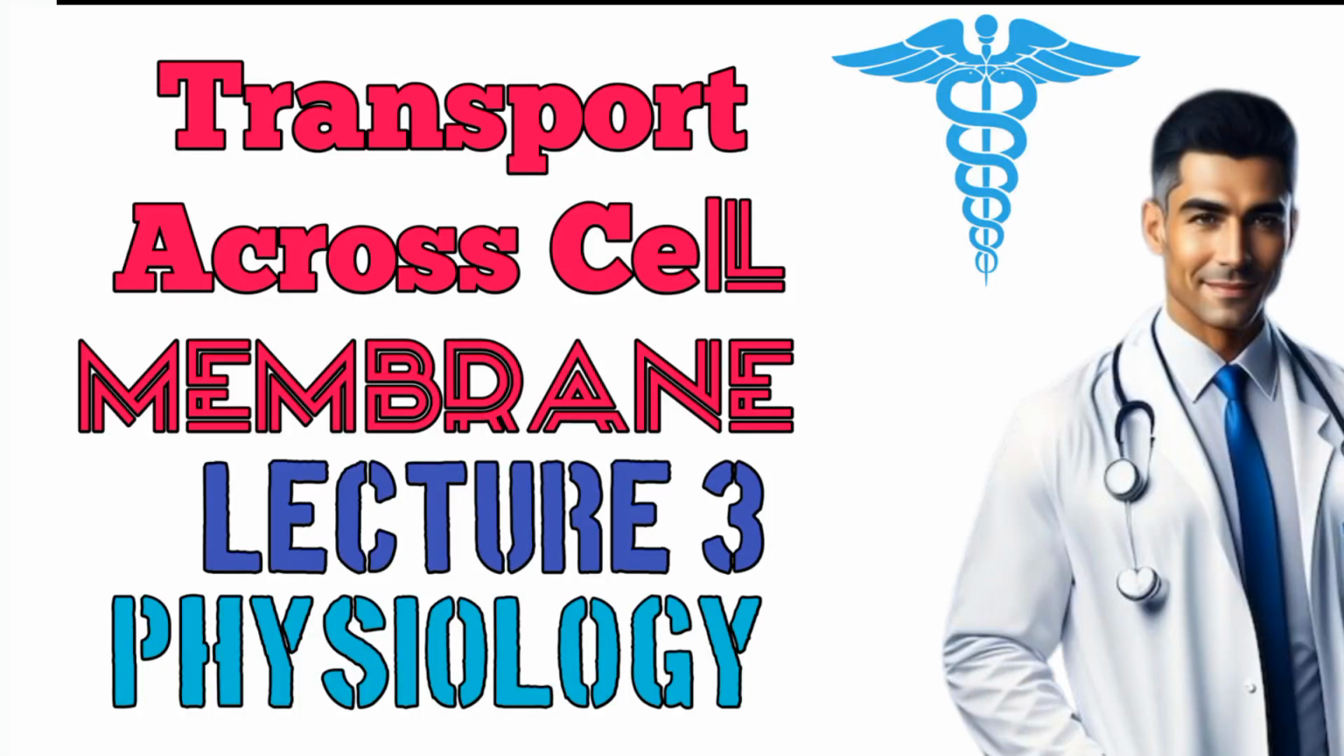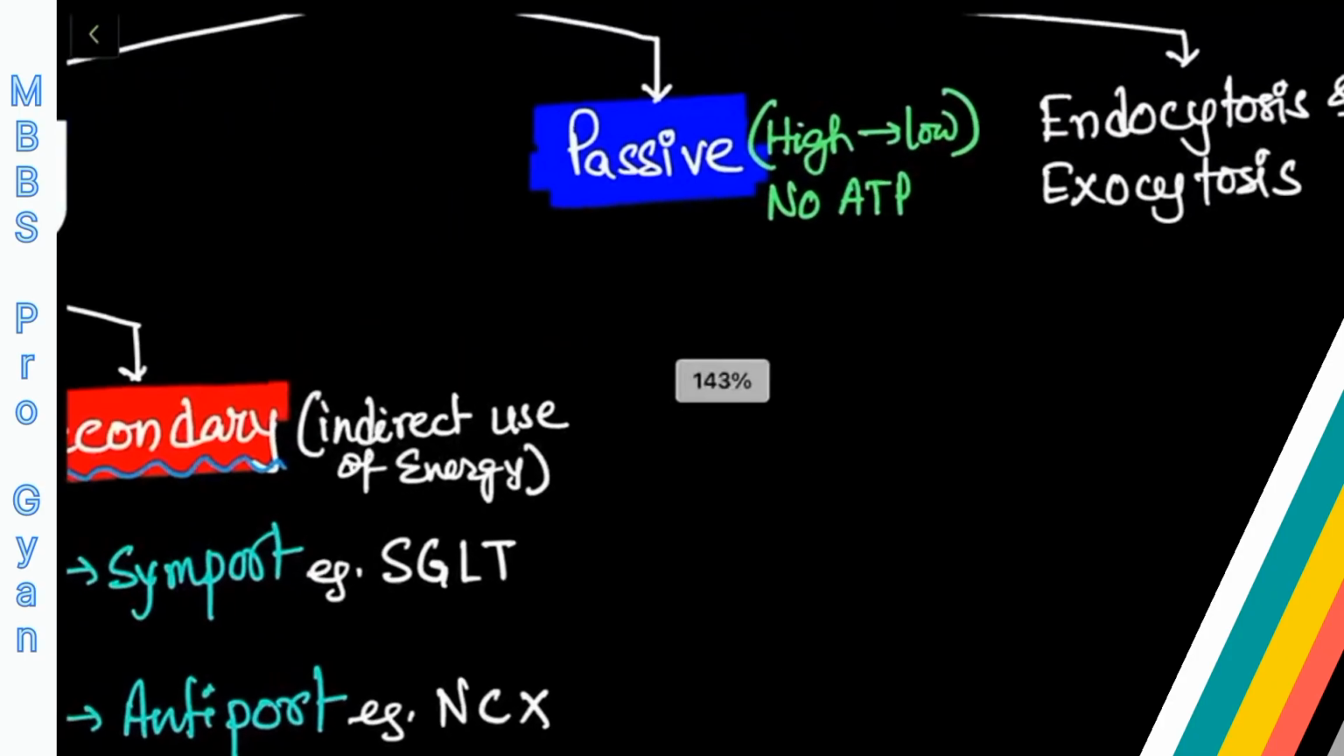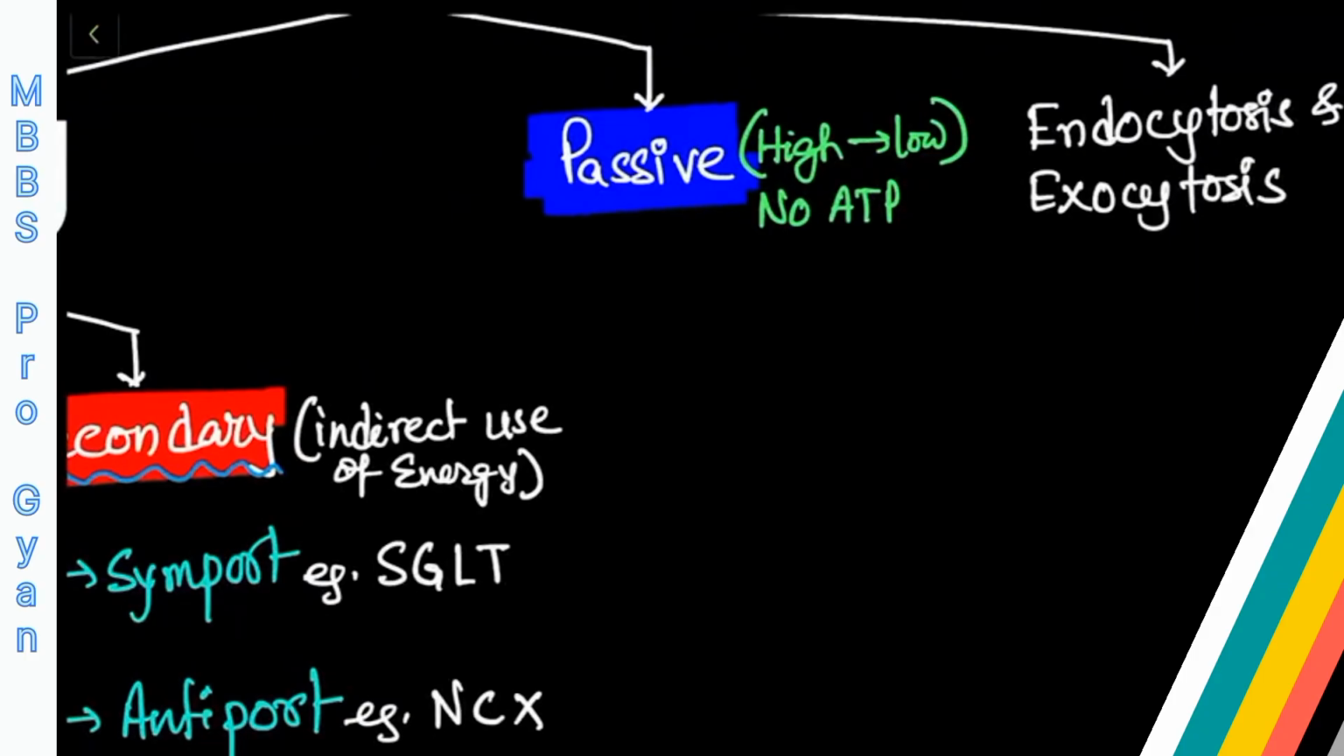Done, passive and active transport is done. Now we are concentrating on passive transport. Passive transport is again of two types. One is osmosis and the second one is diffusion.